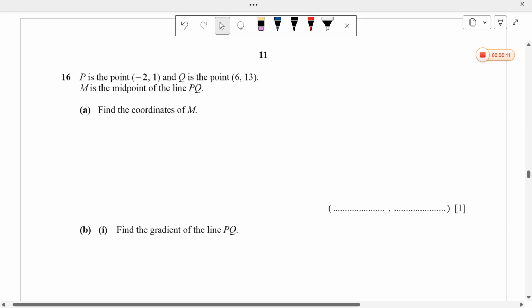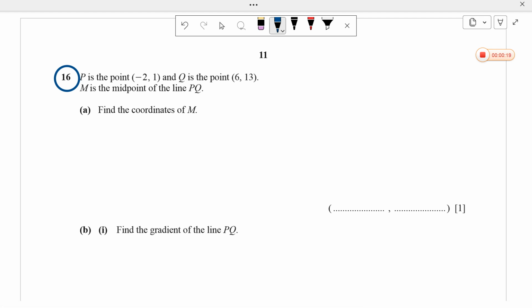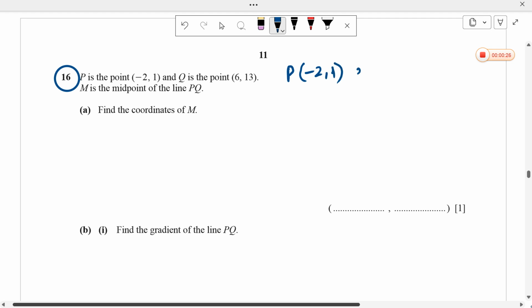So, in this video, we are going to solve question number 16. The point P is minus 2, comma 1, and the point Q is 6, comma 13. M is the midpoint of the line PQ, so find the coordinates of point M. Coordinates of M means we have to find the value of the midpoint.